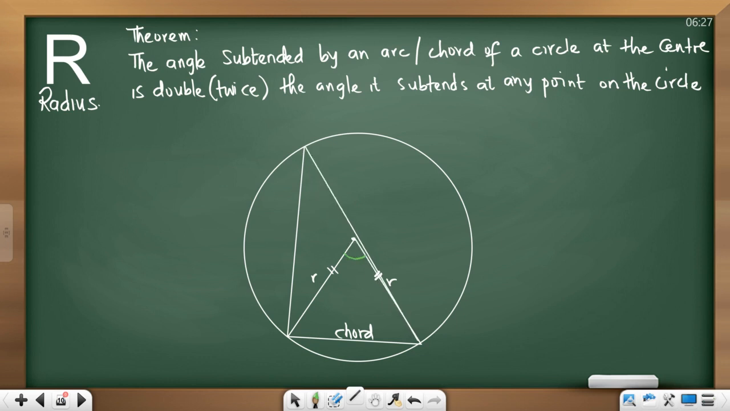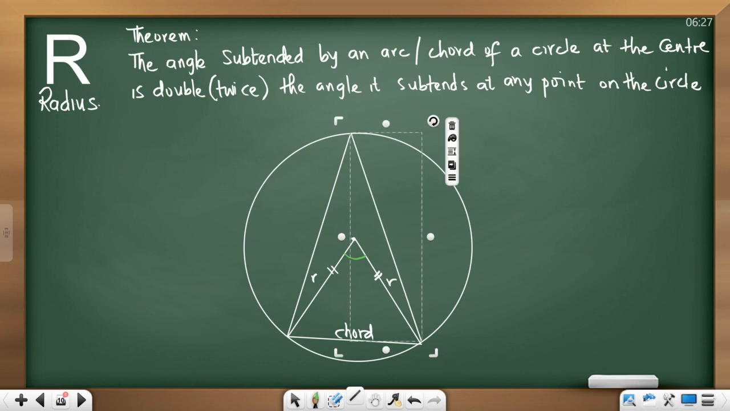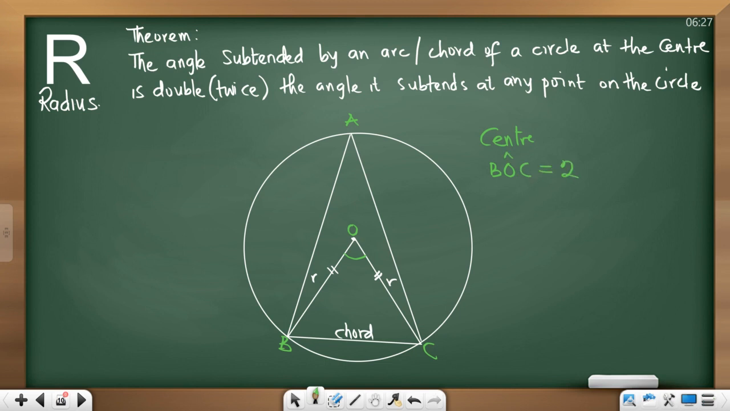Please watch that. Okay, let me start by drawing conventional diagrams and then start changing stuff. Let's call this center O. Let's call this triangle A, B, and C. We are saying that the angle at the center, which is what? Angle BOC. Angle BOC is double, is 2 times, that's what we mean by double, 2 times the angle at the circumference, which is BAC.